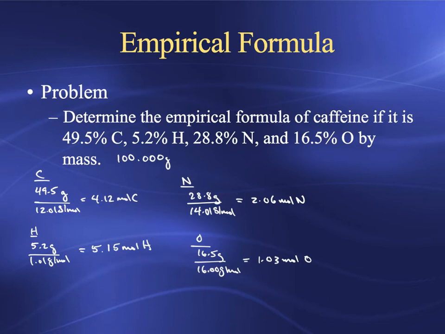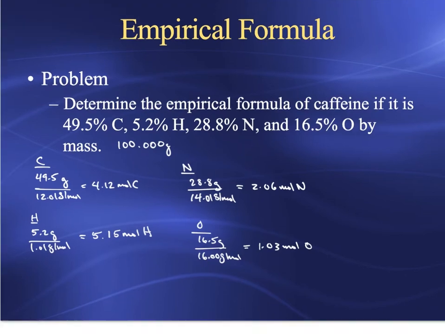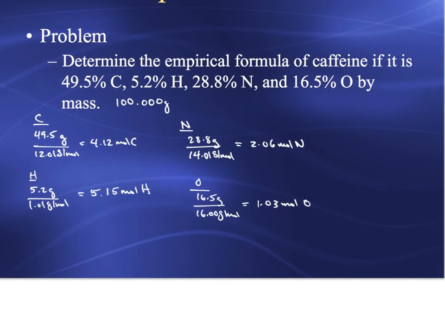My next step is to divide by whichever one is the least present. Well, that is 1.03 moles of oxygen. So we're going to divide all these numbers by 1.03. I'm going to shift this up, there we go, and I'm going to do this underneath it.